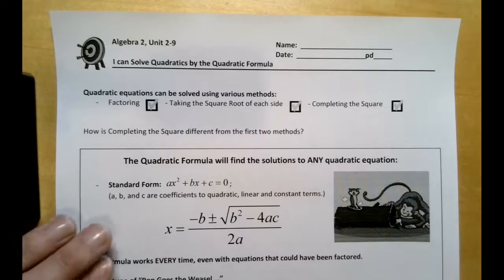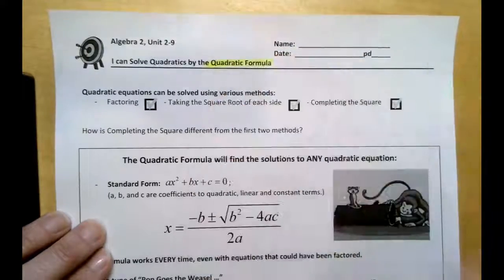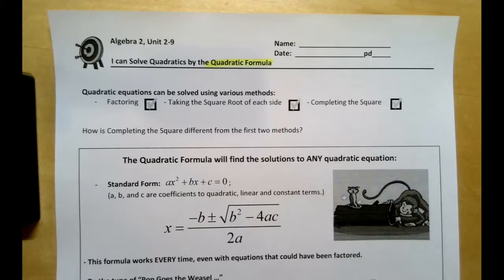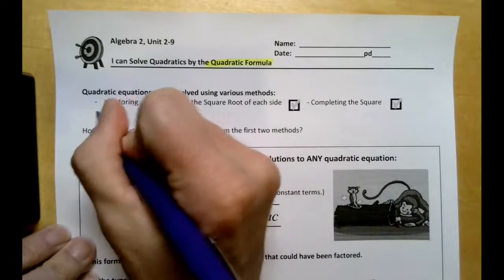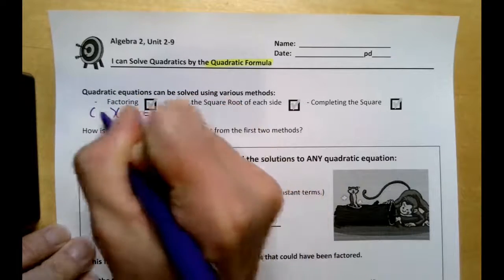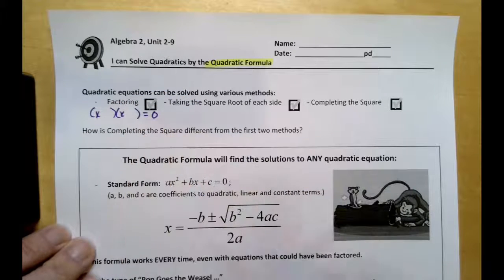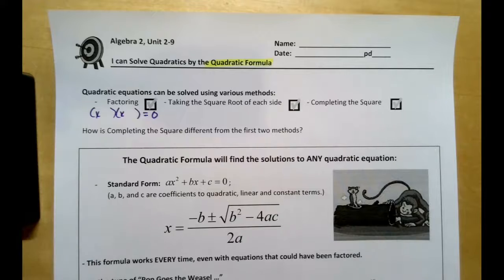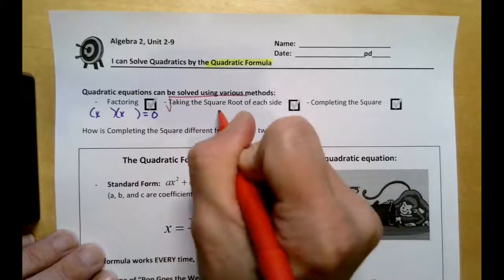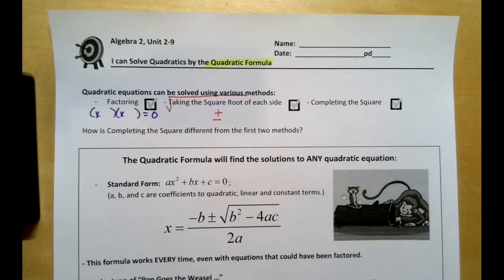We are on to our next way of solving quadratic equations by using the quadratic formula. So keep in mind what you already know how to do. You already know how to factor, and remember that is where you factor each individual expression and set each one equal to 0. You already know how to take the square root of each side, and you know that includes your positive and your negative root.